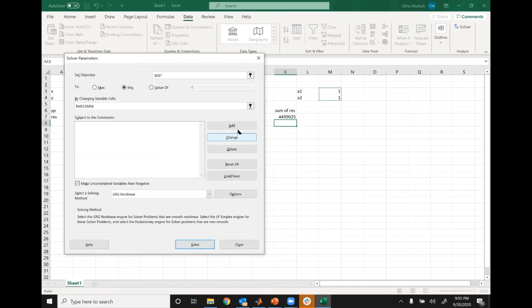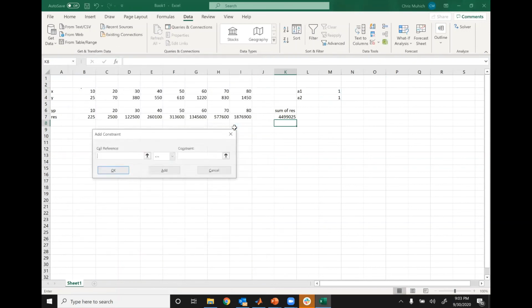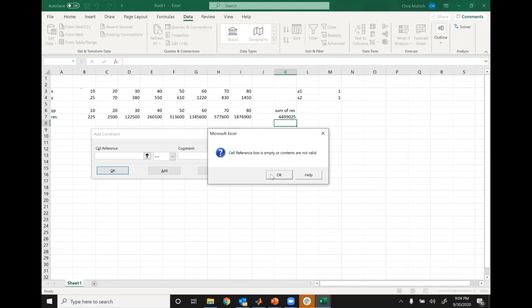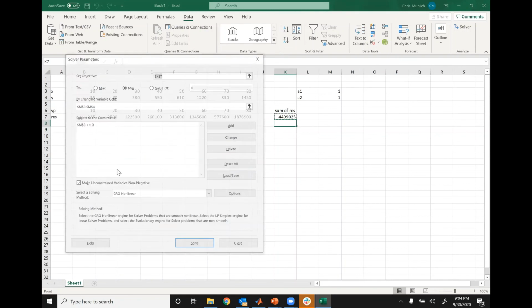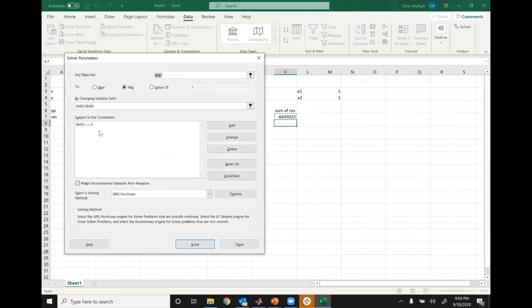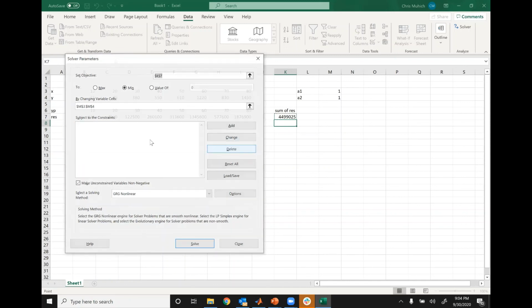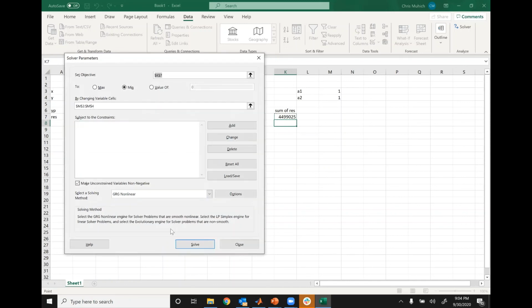I could add constraints, right? I could add something that says, make sure that A1 is always bigger than 0. When I click, oops, when I click that, that will then show up in that constraint. In this case, I don't want to constrain it to that, so I can remove that with that delete button. Once I'm ready, I can click the Solve button.